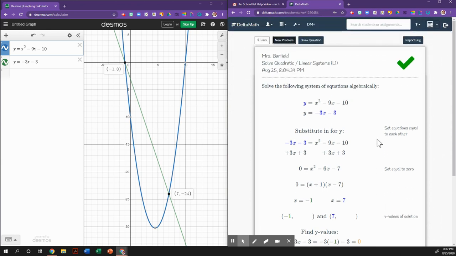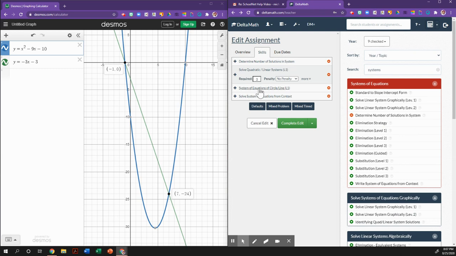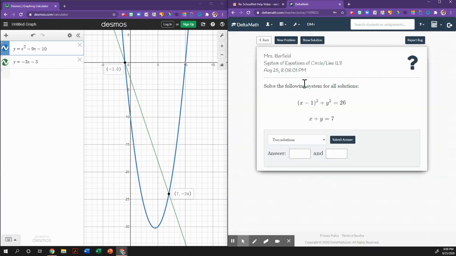So nothing's going to change. I can give you one example, I can give you 10 examples. You're going to type it in and you're going to tell me where it crosses. So let's go back. Let's go to this next set.